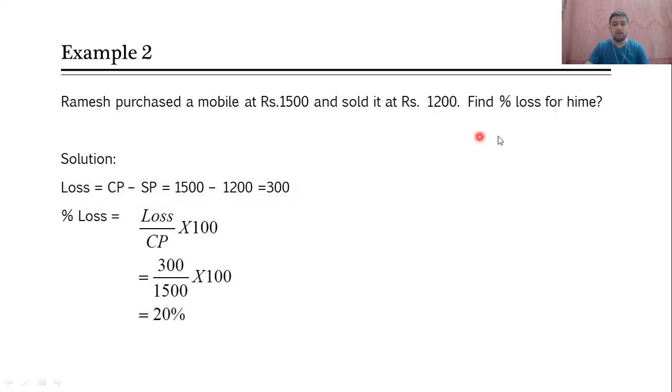What you have to calculate? You have to calculate percentage loss. So percentage loss is equal to loss divided by CP into 100. Again at the denominator you have to take CP always. Remember this thing. So loss is how much? 300. CP is how much? 1500 into 100. So how much will it be? It will be 20%. So he is taking a 20% loss and selling that mobile. Okay. So hope how to calculate profit and loss in percentage is clear to you now.